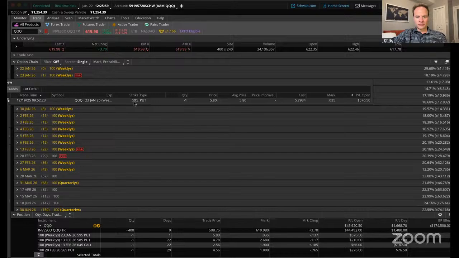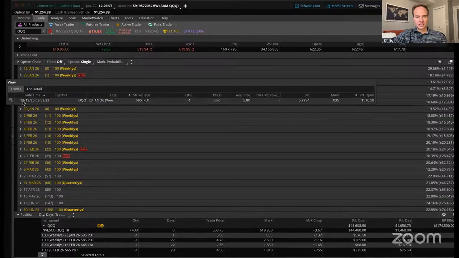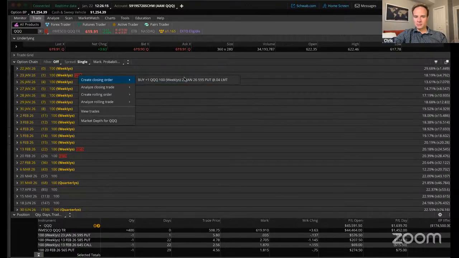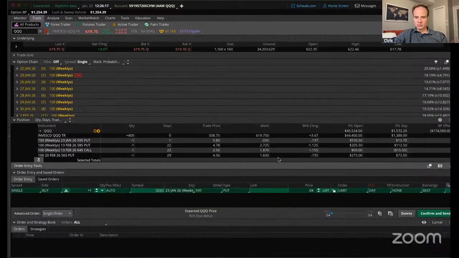It was a $595 put, $595 strike. It was a put option that we sold on December 19th, and it expires on Friday. So we did see this one almost to expiration, which is odd, but patience prevailed as usual.